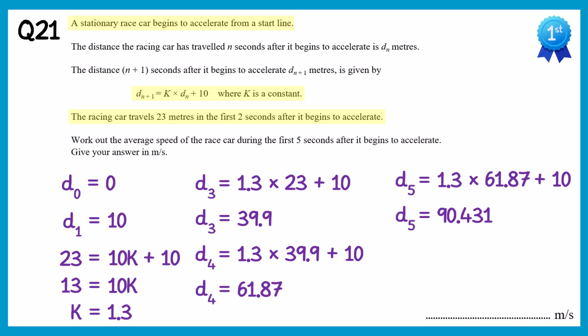Now I'm going to stop at d5 because the question asks us to work out the average speed of the race car during the first 5 seconds. So in the first 5 seconds, the car travels 90.431 meters. That's the distance, and the time is 5 seconds, so we can find the average speed by doing distance divided by time. So 90.431 divided by the 5 seconds gives you an average speed of 18.0862, and that's the answer to the question.